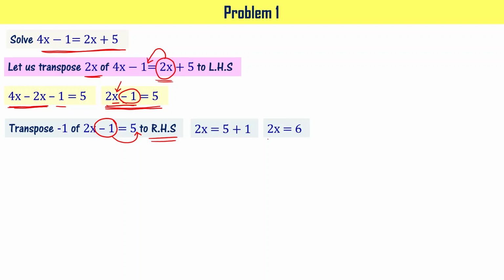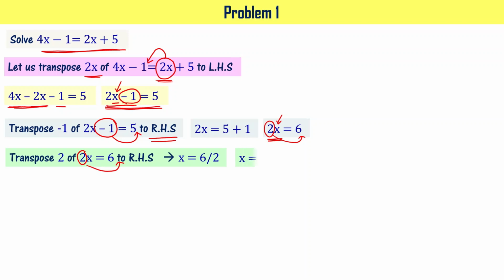Now you observe this. I want to find the value of x, whereas here 2 is multiplying x, right? It means I can transpose the number 2 from this side to the other side such that I'll get the value of x. Let's do that now. Let's transpose 2 of 2x equal to 6 to the RHS. When you do that, it is going to divide the number 6, right? So I can write the equation as x equal to 6 by 2. It means x equal to 3. So the solution we are looking for is x equal to 3.